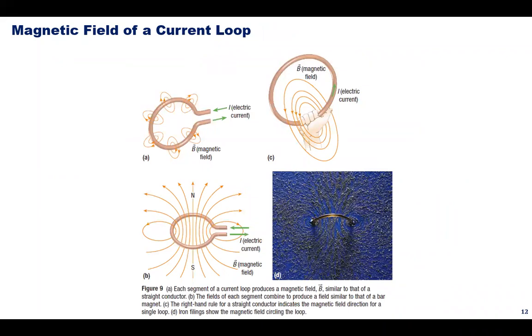So if we make a circular loop from a straight wire and run a current through the wire, the magnetic field will circle around each segment of the loop. The field lines inside the loop create a stronger magnetic field than those on the outside because they are close together. You can still use the right-hand rule for a straight conductor to determine the direction of the magnetic field for a single loop, which is shown here in Figure 9.